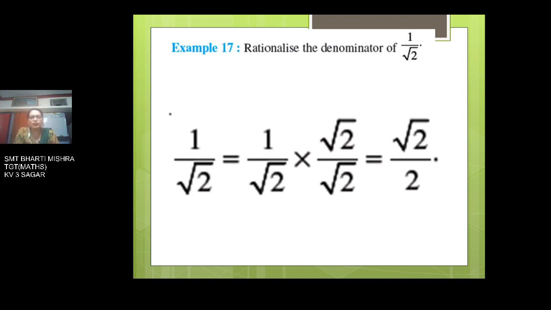In the denominator we have got root 2. So root 2 into root 2. We are multiplying by denominator. That means we have to multiply with the numerator also. So this comes to be 1 upon root 2 into root 2 upon root 2. Now in the numerator we have got 1 into root 2, that comes to be root 2, and root 2 into root 2 is 2.